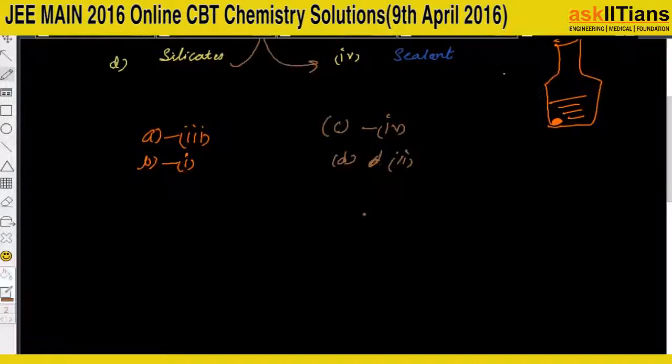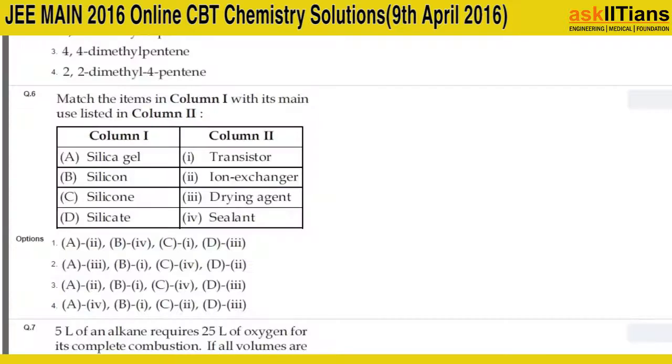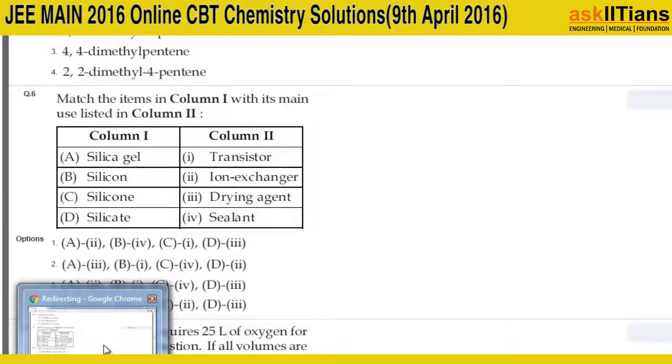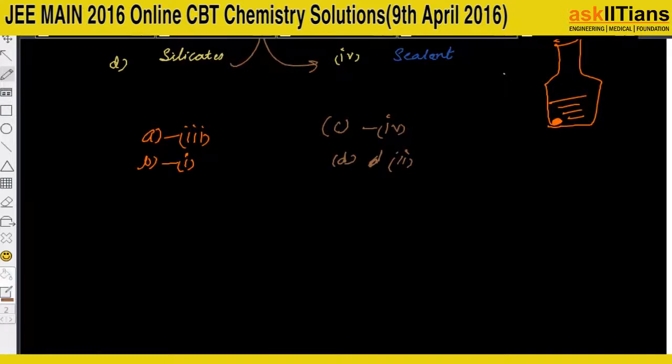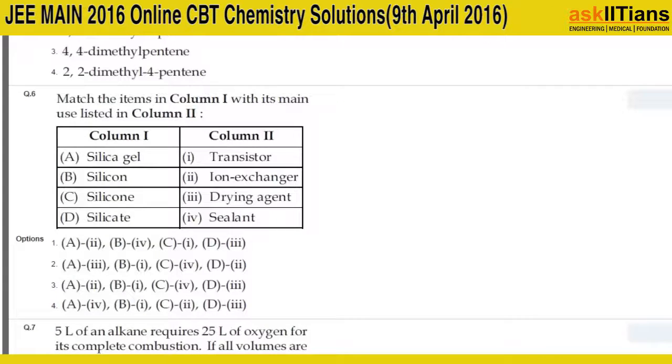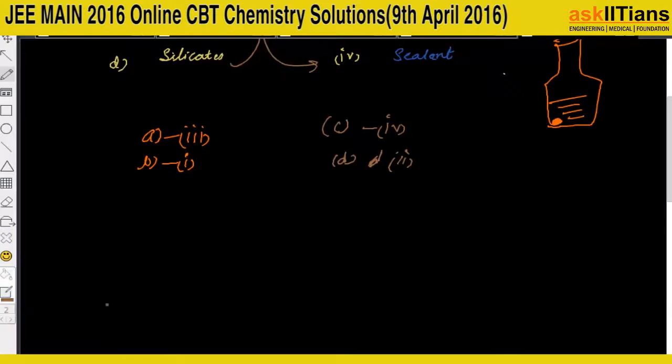Let me look into the options that are available in the question. So the first option says that A is linked to 2, the second option says that A is linked to 3, the third says A is linked to 2 and the fourth says A is linked to 4. But we say that A is linked to 3, so the only option available to us is option number 2 here. Let's find it out.